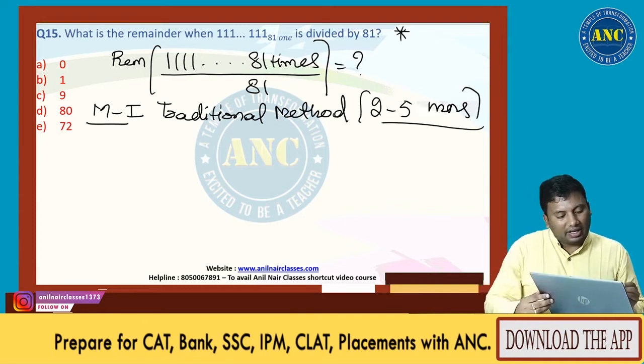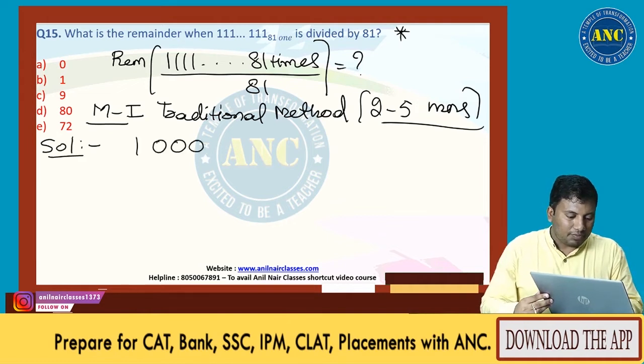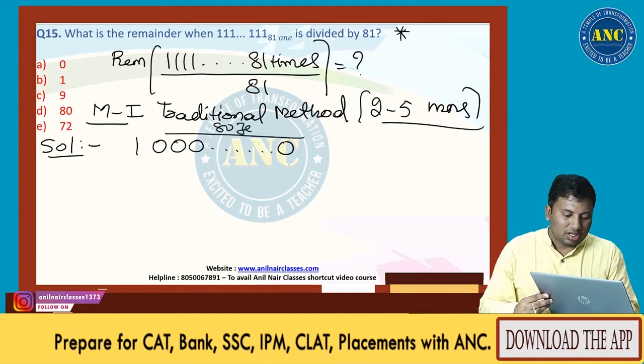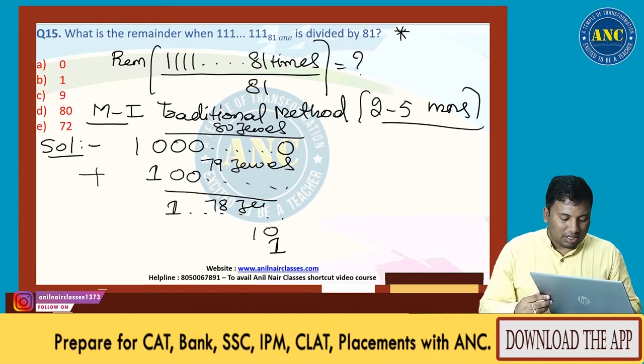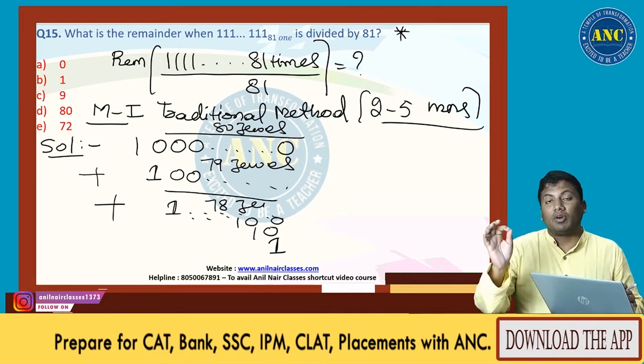1, 1, 1 written 81 times. Solution. How students will solve this problem is, can I say 1 ending with 80 zeros. This question, 1 written 81 times, is nothing but this, plus 1 followed by 79 zeros, 1 followed by 78 zeros, and so on up to 1. Next will be 10, next will be 100. Can I say if I add all of this, I will get 1 written 81 times?